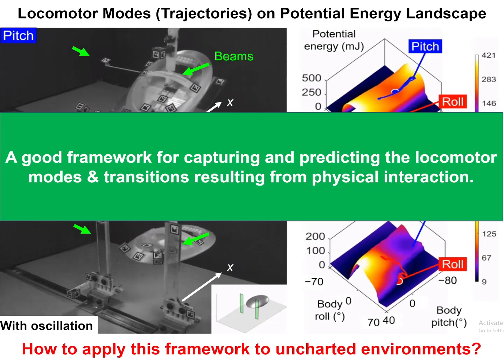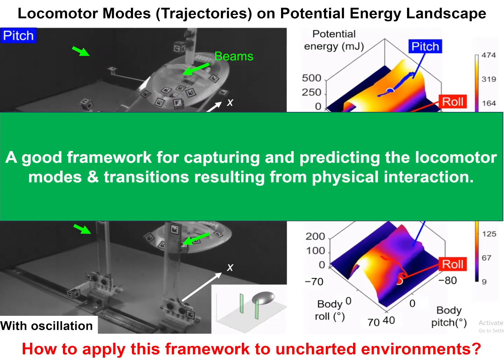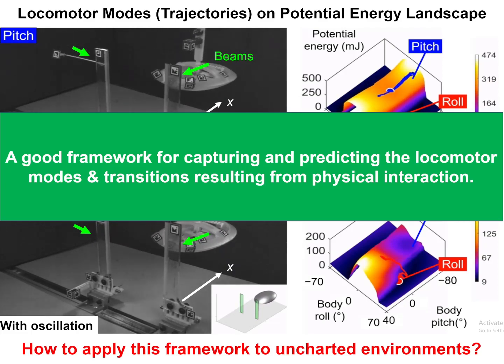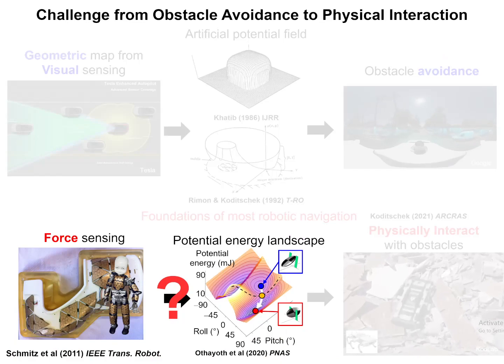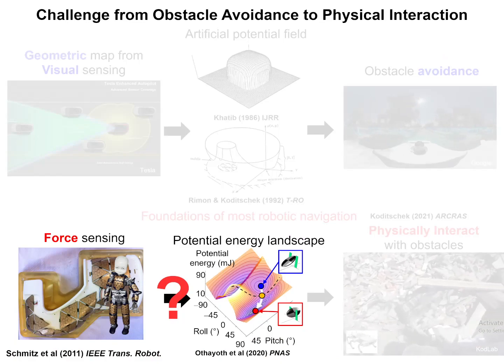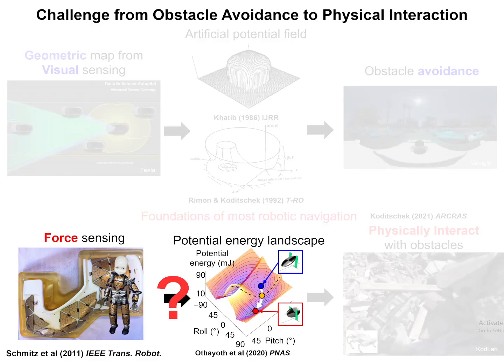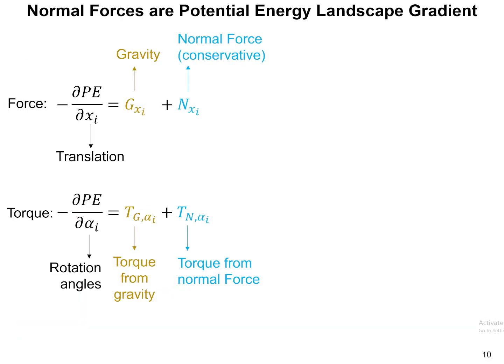A natural question is, how can we apply this framework to an uncharted environment? As the potential energy landscape modeling arises from the physical interaction with the obstacles, we hypothesize that force sensing will give the landscape of an uncharted environment. In detail, from mechanics, we know that the gradient of the potential energy is the external normal forces and resulting torques, after considering the gravity effect.